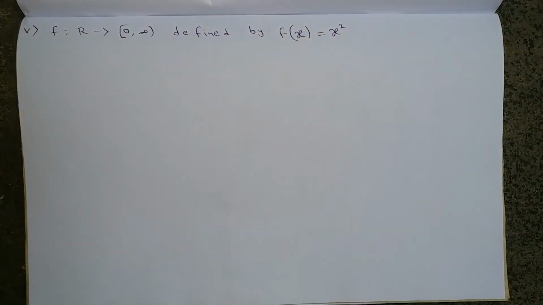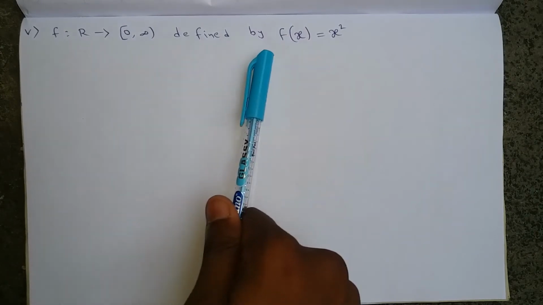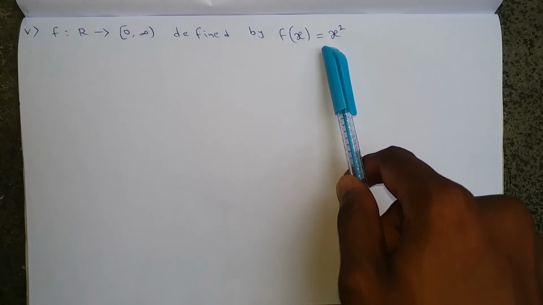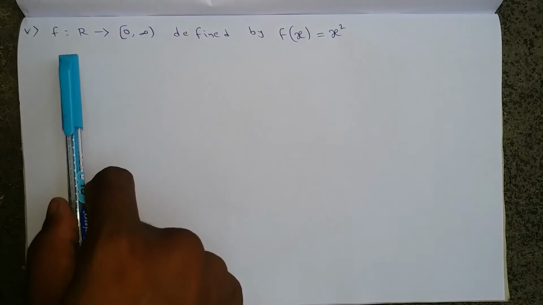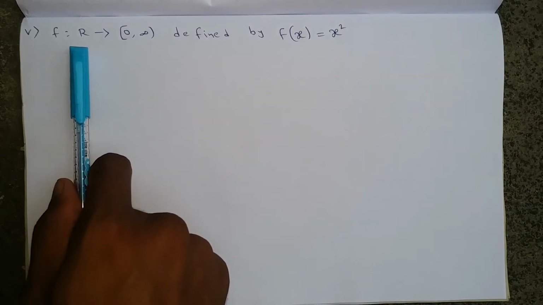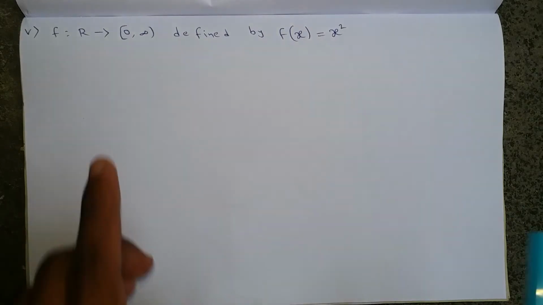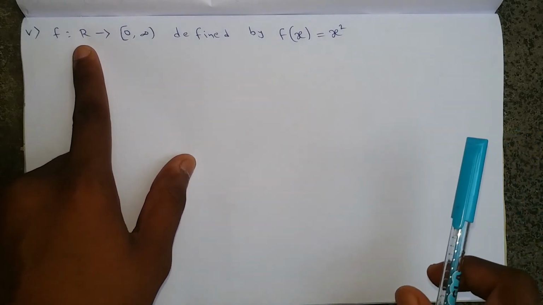The next question is, f is a function from R to 0 comma infinity defined by f of x is equal to x square. The previous problem also had f of x equal to x square. But the only difference is the domain. In the previous problem, the domain is 0 to infinity, whereas here the domain is R, total real numbers. Total real numbers means positive as well as negative.